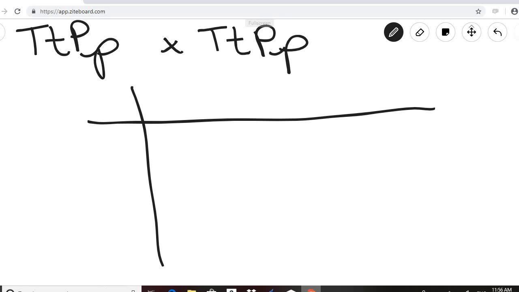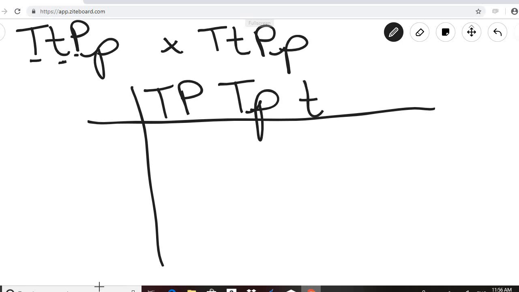Okay, so first of all, the uppercase T could go with the uppercase P. So we put that one. And then the uppercase T could be with the lowercase p. Okay. Then the lowercase t could be with the uppercase p. And lastly, the two lowercases could be together. Okay, and then you would do the same thing for the other plant. It's going to be the same because the genotypes are exactly the same.